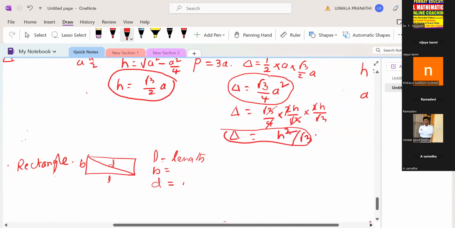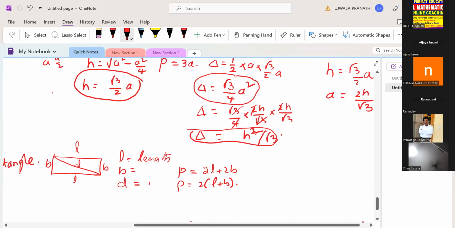Next, perimeter of the rectangle. This is L, this is also L, this is B, this is also B. Totally 2L plus 2B. Then perimeter is equal to 2 of L plus B. Now area.